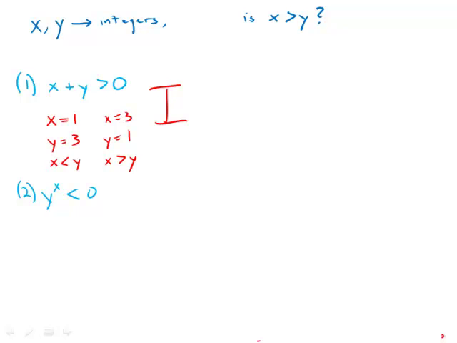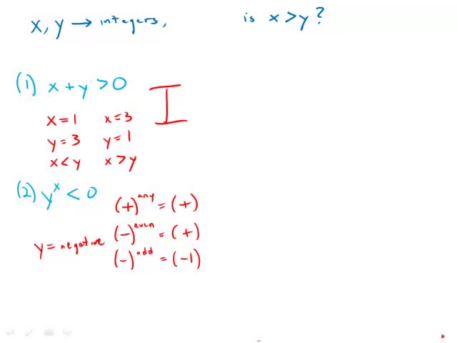Statement number 2 tells us, very interestingly, y to the power of x is less than 0. So let's think about this. If we take a positive number and raise it to basically any power, we're going to get a positive. If we take a negative and raise it to an even power, we're going to get a positive. If we take a negative and raise it to an odd power, then we're going to get a negative. So this is interesting. It tells us, first of all, that y has to be negative and x has to be odd.